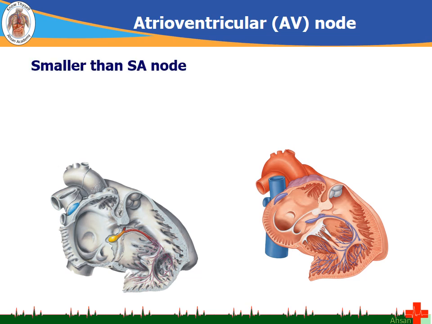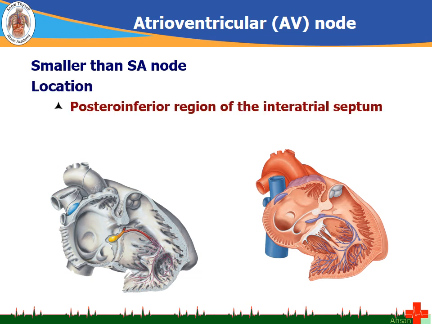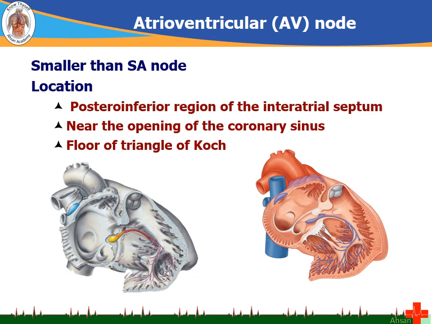Atrioventricular node. This is relatively smaller than the SA node, and it is situated in the posterior inferior region of the interatrial septum. It is near the opening of the coronary sinus, and it can be identified by identifying the triangle of Koch. It is in the floor of the triangle of Koch. Previously we discussed that the triangle of Koch is a triangular area bounded by the tendon of Todaro, the opening of the coronary sinus, and the base of the tricuspid valve.